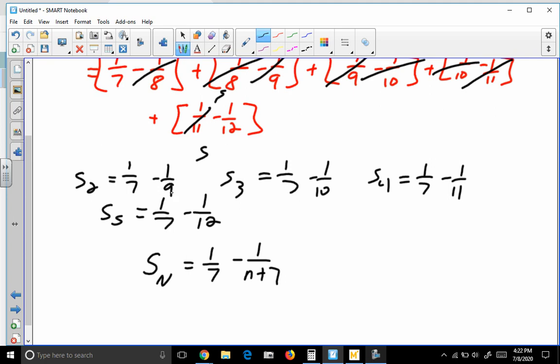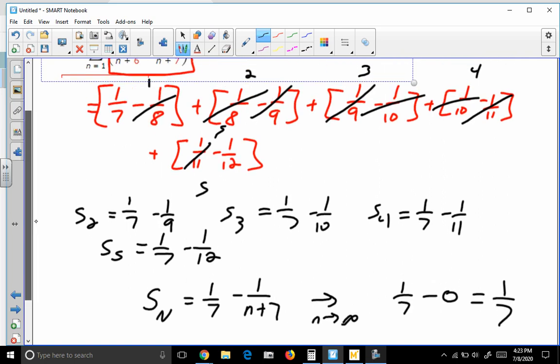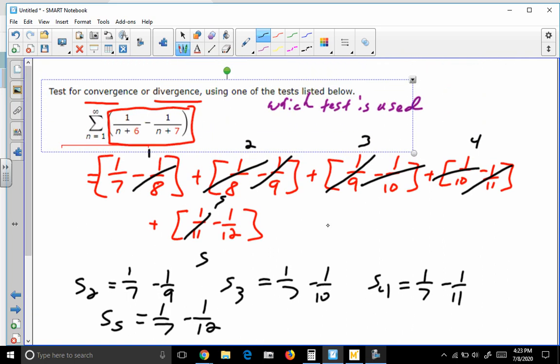Whatever this number is here, it's 7 more than that one. This is 7 more than that one. If we let n go to infinity, as n goes to infinity, that goes to 1/7 minus 0. So 1/7. This converges.